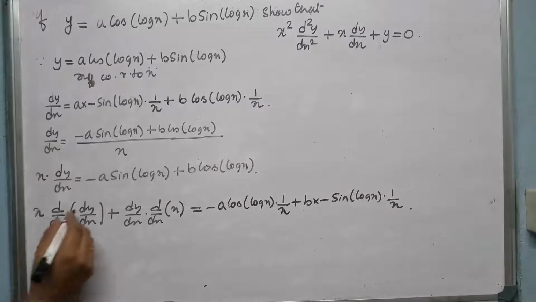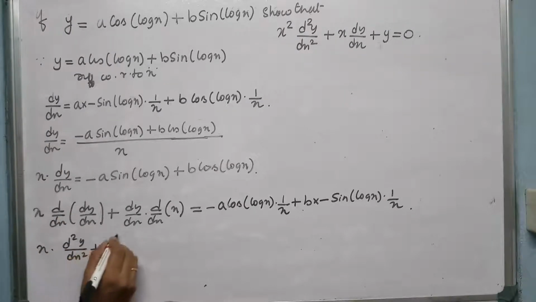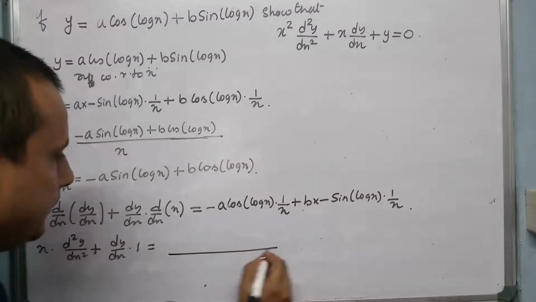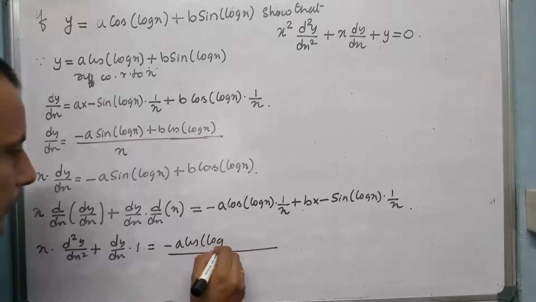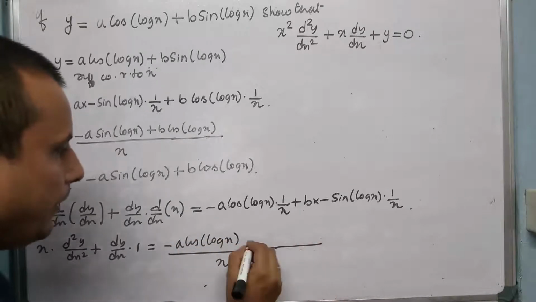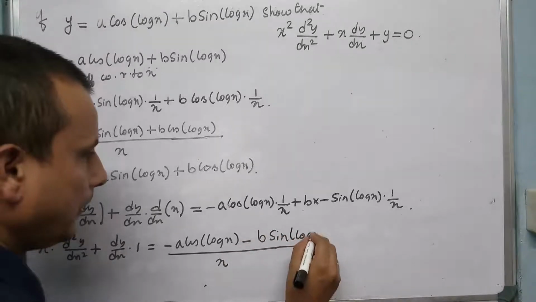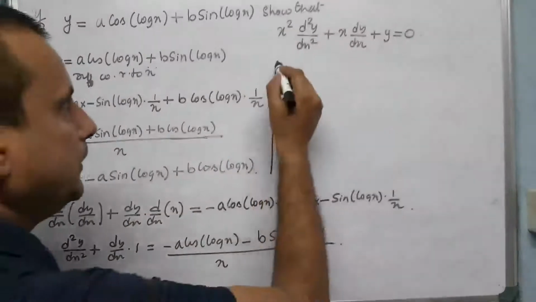x into dy by dx of dy by dx is d2y by dx square, plus dy by dx into derivative of x, which is 1, equals to, again over here on the right hand side we have x as LCM. If I take x LCM, now this one will be a cos log x minus b sine log x, and then I'll cross multiply. I'll write these things over here, the proving section.